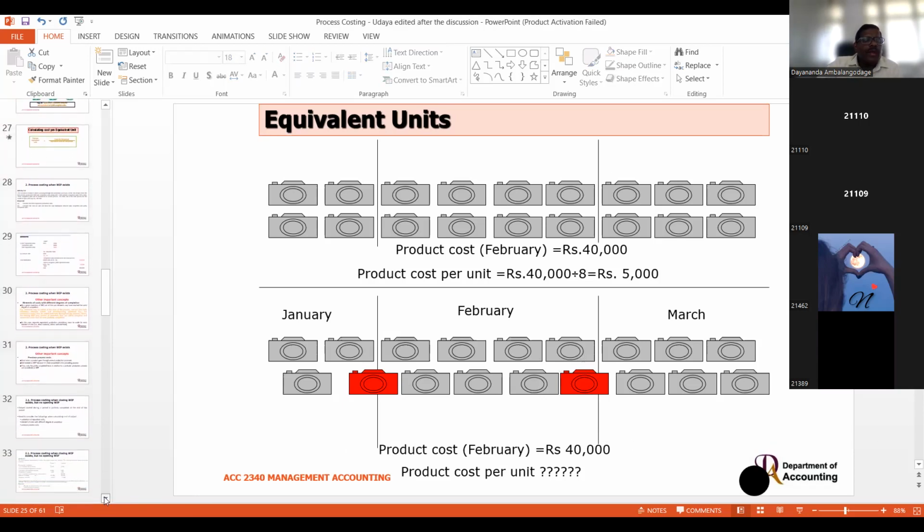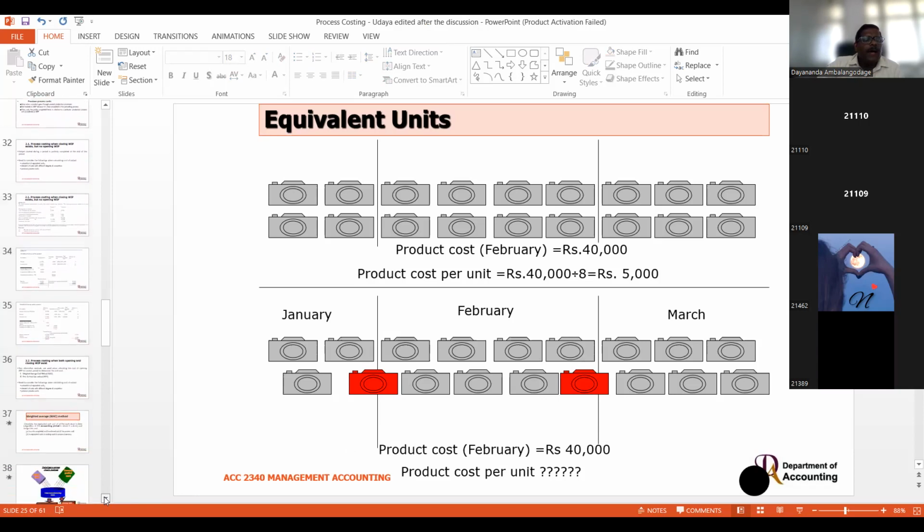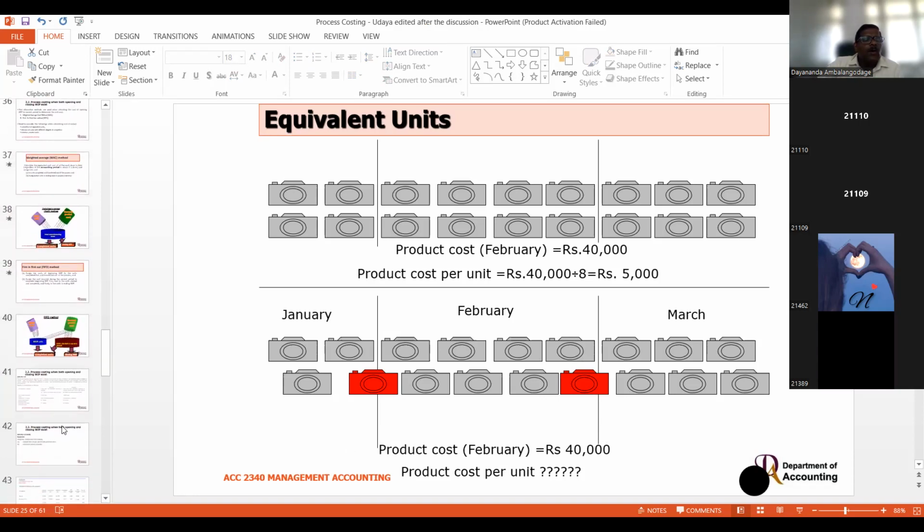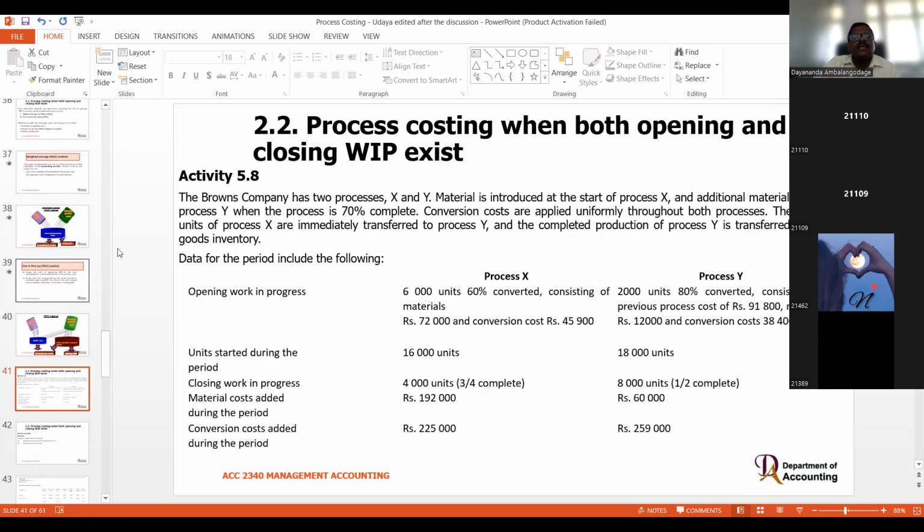Okay. Then we will take the scenario. Any question? Yes. We will take this question. The Brown company has two processes, X and Y. Material is introduced at the start of process X. Material is introduced at the starting point of X. And additional material is added to process Y when the process is 70% complete.